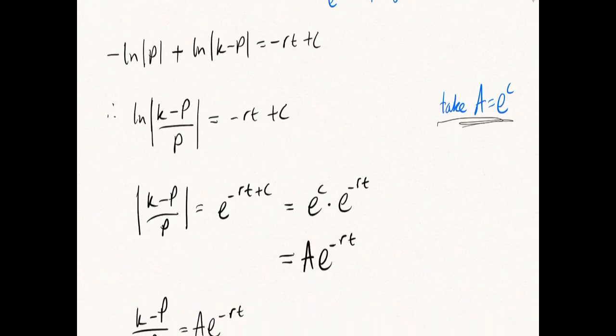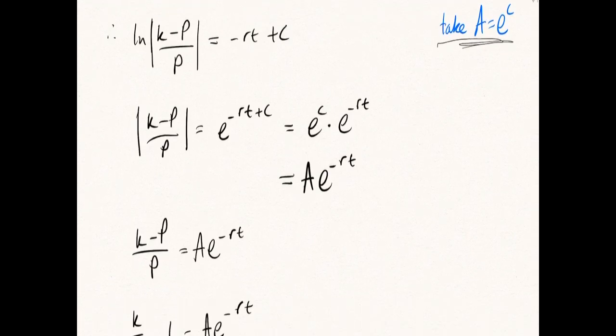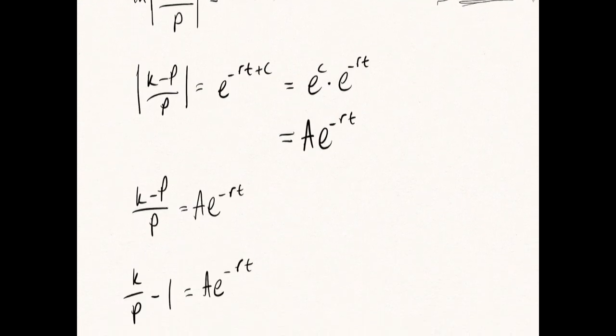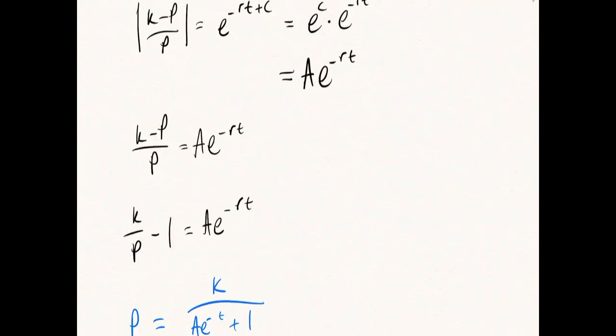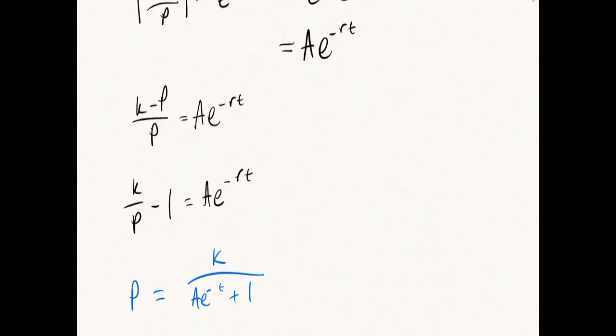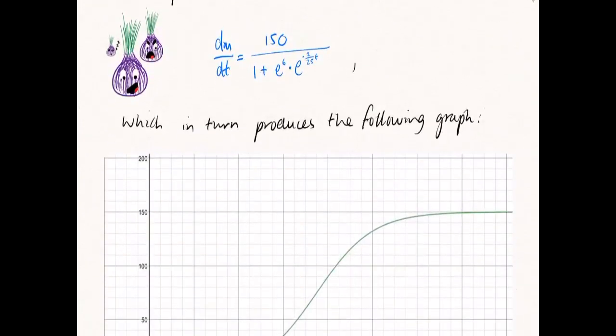Take the e to the C and replace it with the constant A, and you end up with this: (K minus P) over P equals Ae to the minus RT. Then rearranging that, you get P equals K over (Ae to the minus RT plus 1). From our derived equation, we can produce the following equation by substituting A as e to the 6.